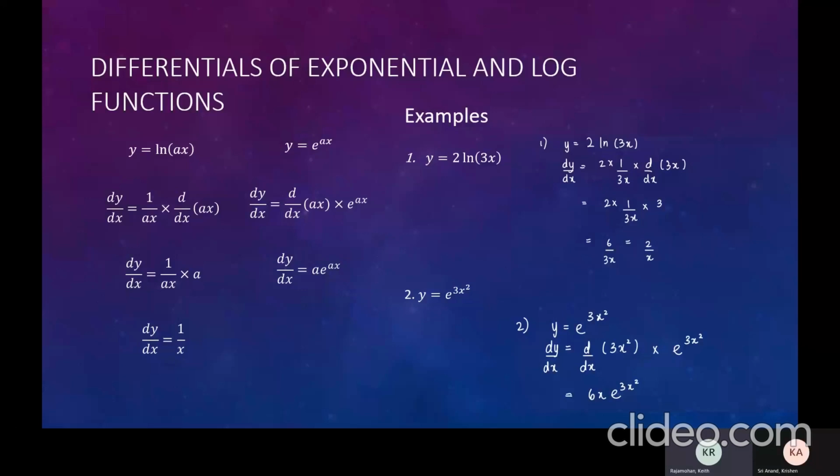So the examples are, firstly, y equals 2 ln 3x. So dy/dx is 2 times 1 over 3x times the differentiation of 3x itself, which gives you, after simplification, 2 over x. The second equation, you have y equals e to the power of 3x squared. So dy/dx equals the differentiation of 3x squared times the original function itself, giving you a final answer of 6x e to the power of 3x squared.